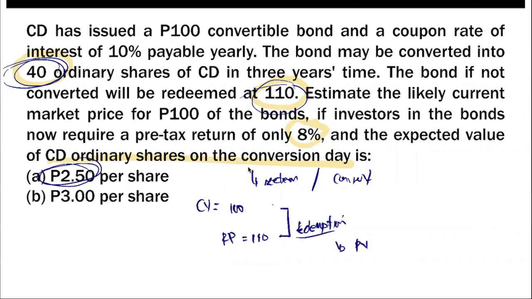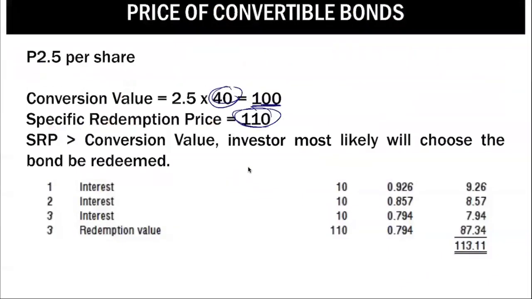If it's redeem, it is PV of interest, including the PV of the redemption. The PV of redemption is 110. So as you can see, since the redemption price is greater than the conversion value, we will now redeem. We get first the PV of your interest for the 3 periods. So 10, 10, 10. And then we get the PV of your redemption value at 110. Okay?